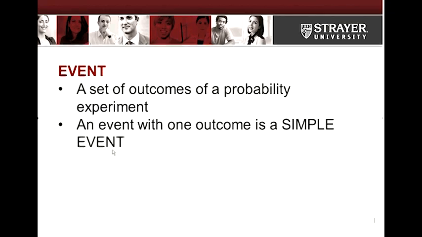An event with 1 outcome is called a simple event. And an event with more than 1 outcome is called a not simple event. It's really brilliant, let me tell you.